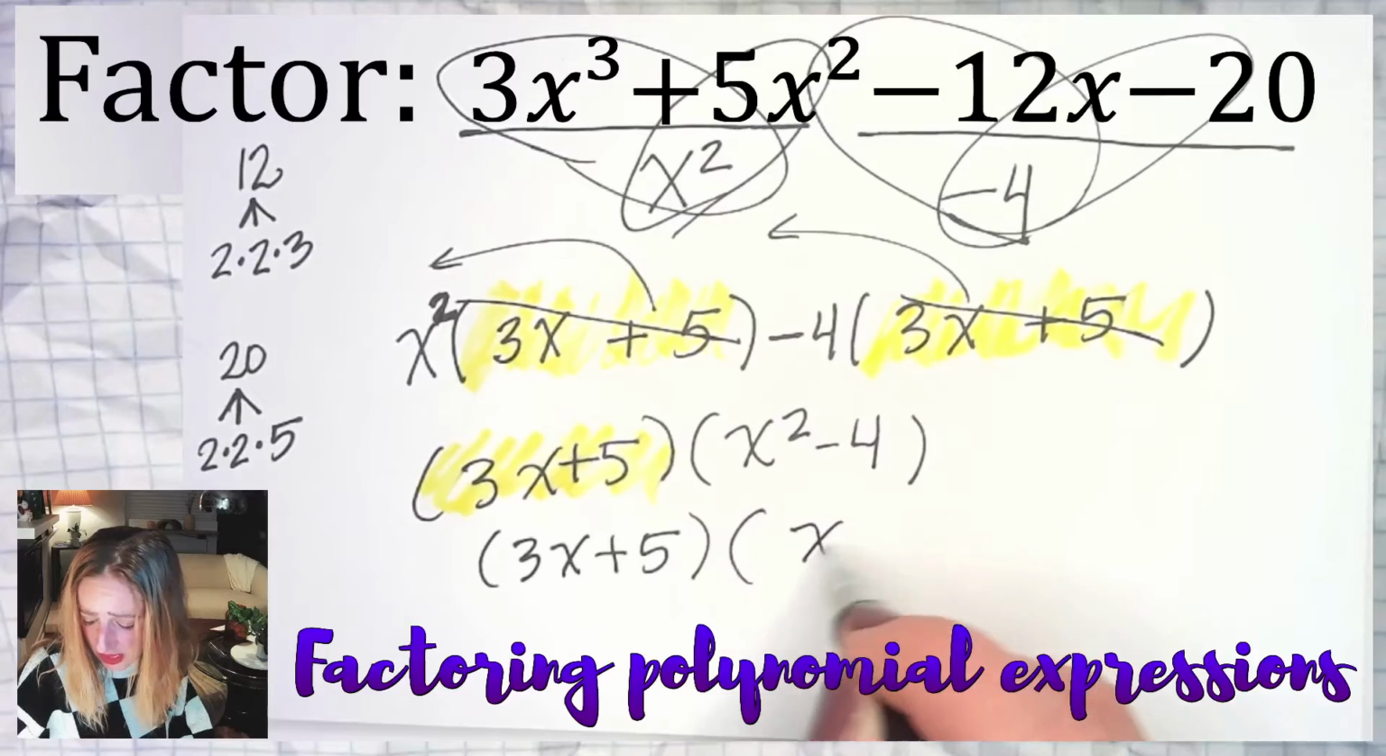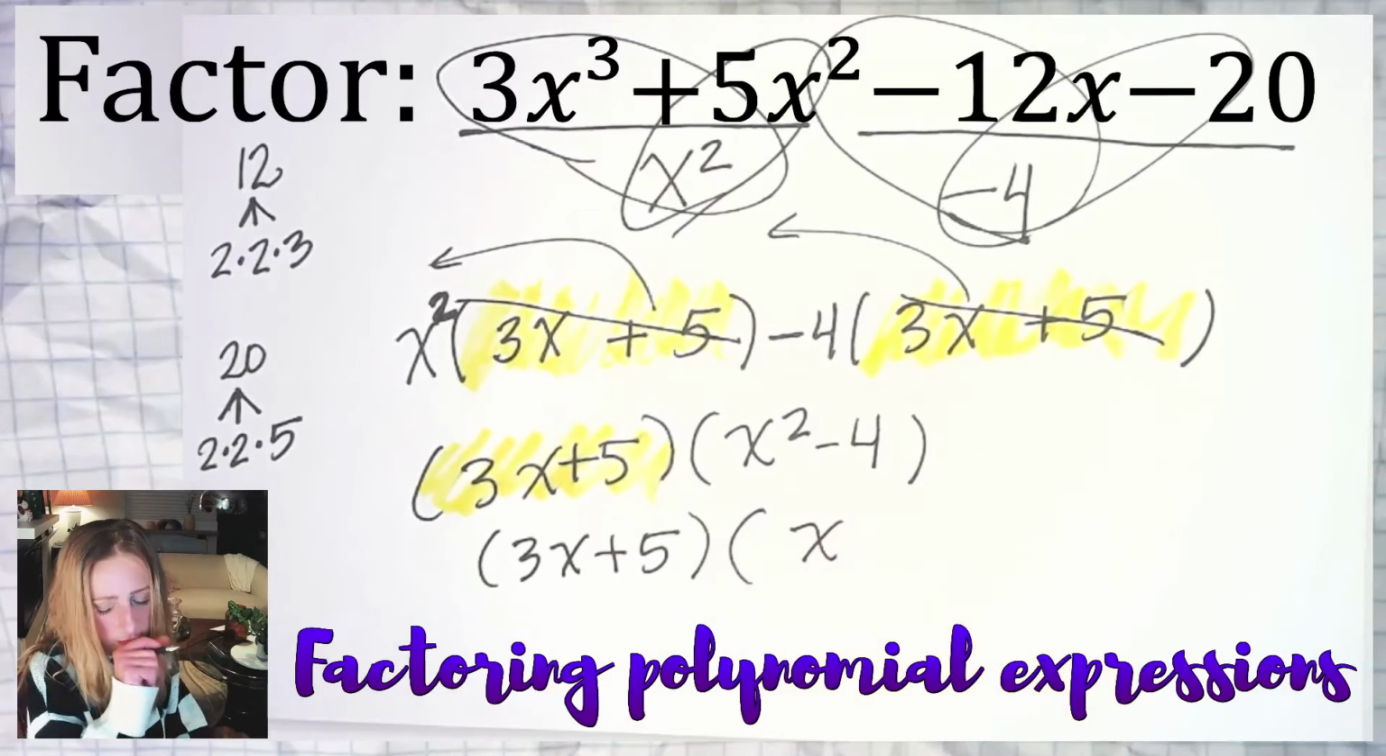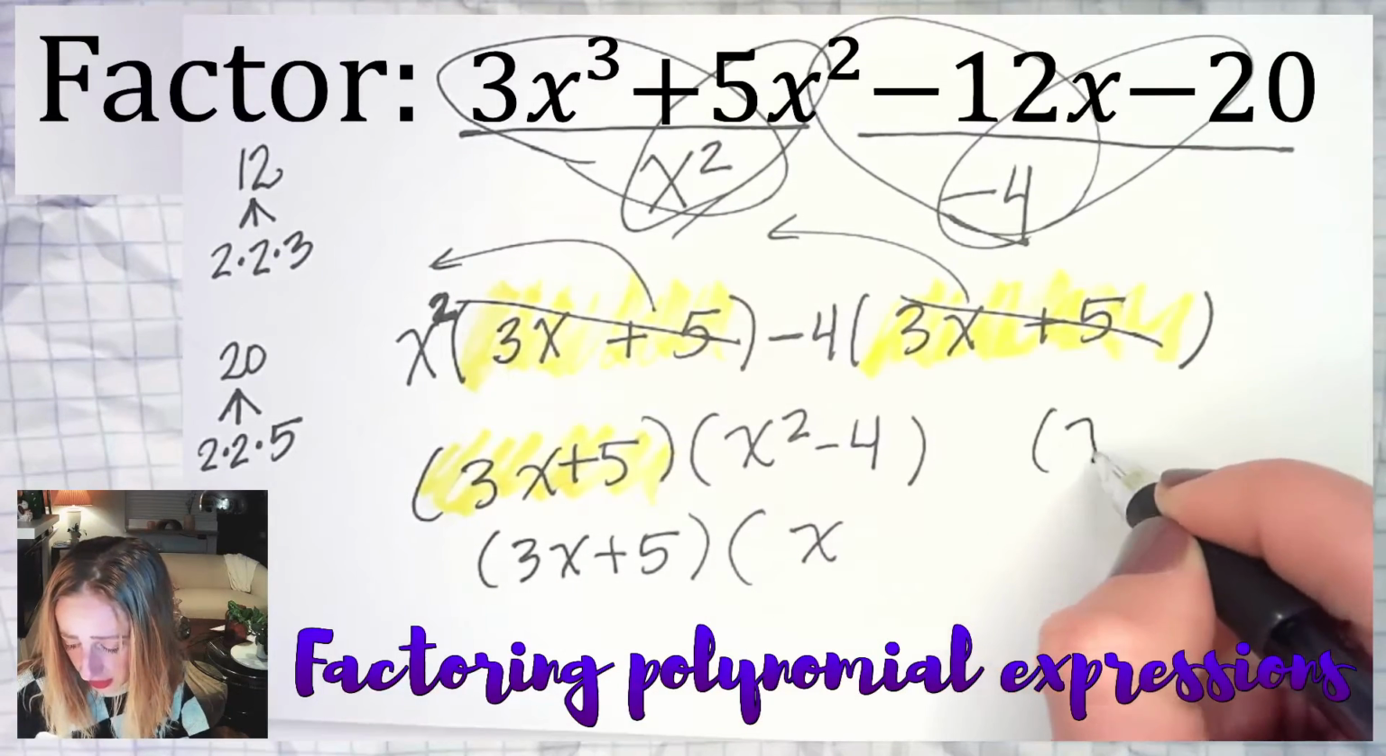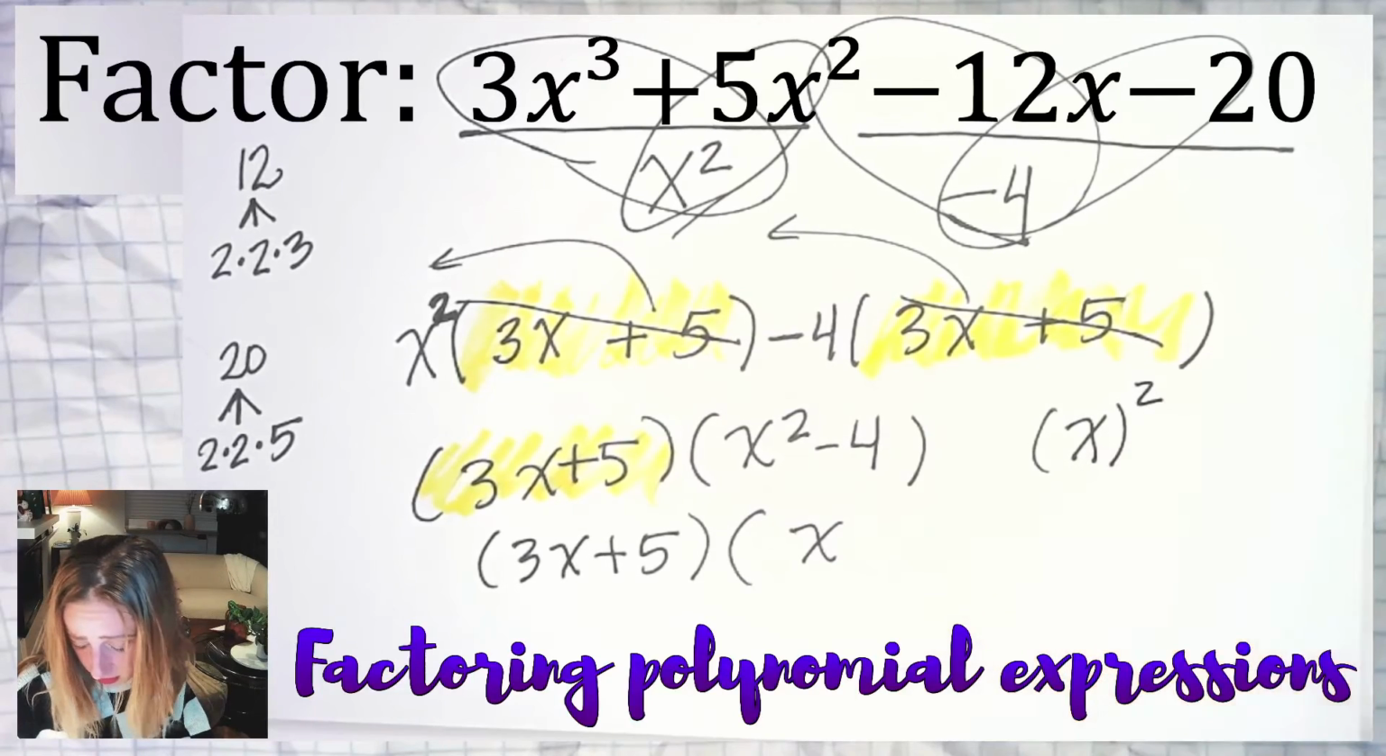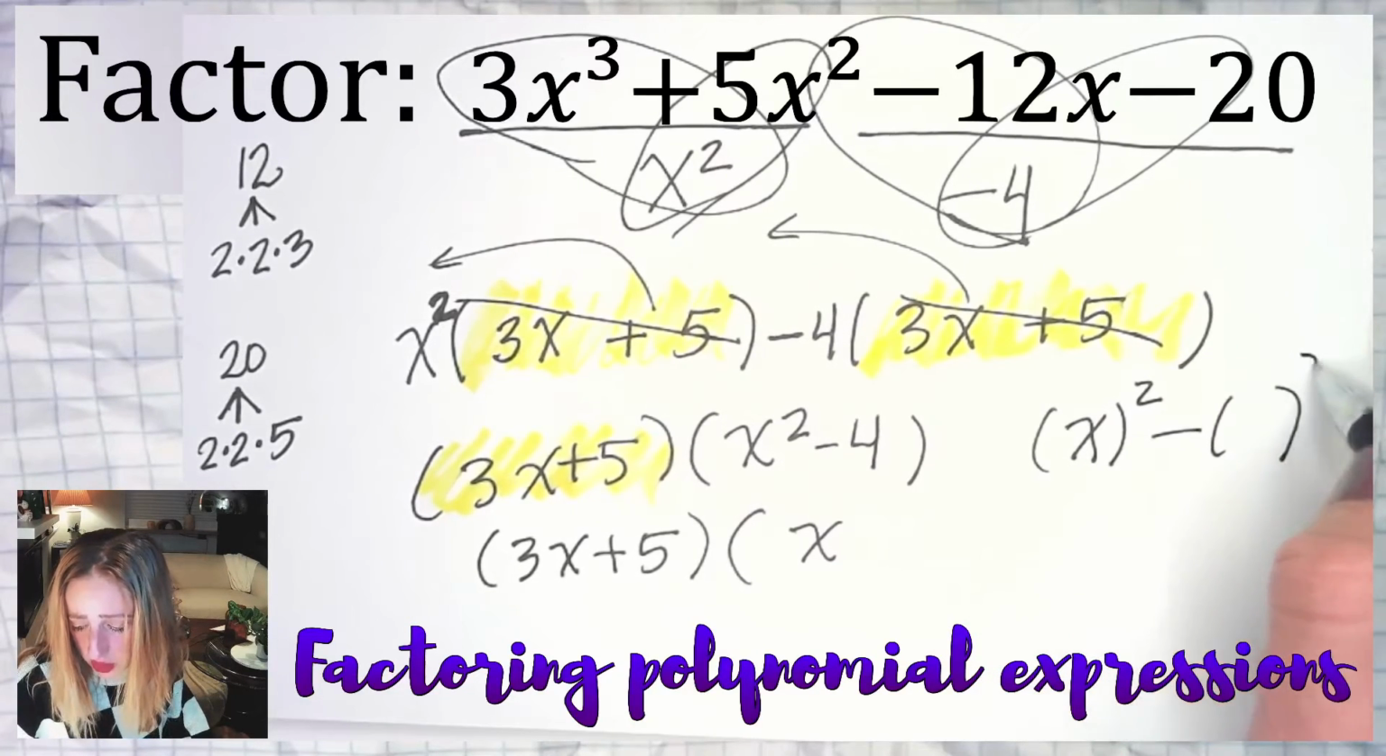But that right there is the difference of two squares. What's being squared to make x squared? X. And what's being squared to make 4?